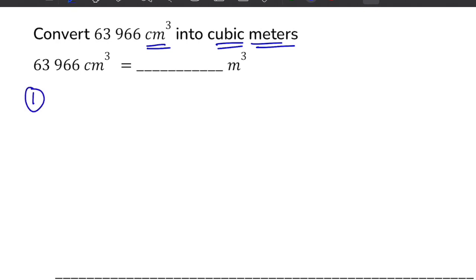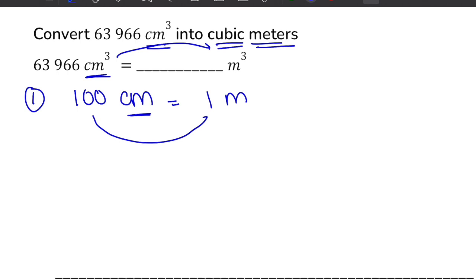So step number 1, start by writing your conversion factor. On your formula sheet, you should find 100 centimeters is equal to 1 meter, okay, and notice how I wrote centimeters first this time, because I'm going from centimeters to meters, right? Now, 100 is becoming 1. The number is becoming smaller, so we're dividing by 100. Okay, but remember, we're dealing with volume, so we're dividing by a total of 3 100s. Not the number 300, no, but we're dividing by 100 3 times.